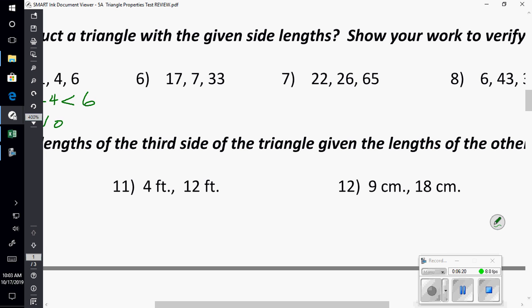The two shortest sides here are 17 and 7. When you add them together, you only get 24, and that's less than 33. So this would not make a triangle.